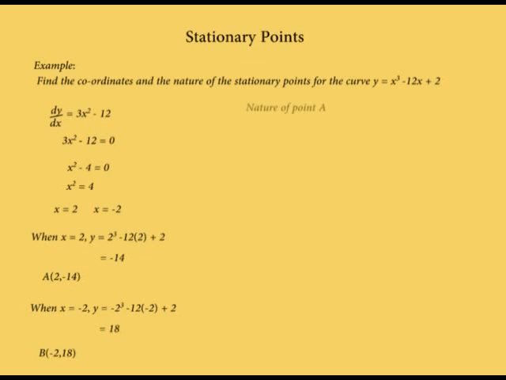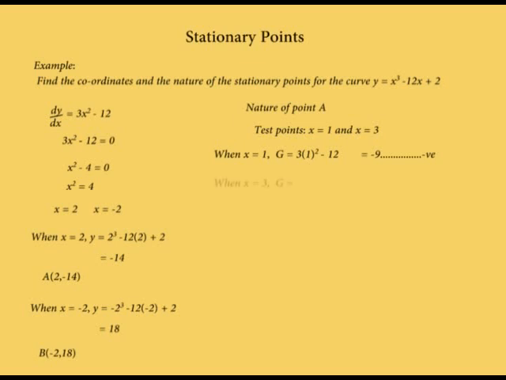So let's find the nature of the stationary points, and we start with A. At A, x is 2, and the gradient at a stationary point is 0. So we test the neighborhood of x is equal to 2. We test x is equal to 1 and x is equal to 3. When x is equal to 1, from the gradient function, gradient will be 3 times 1 squared minus 12, which gives us minus 9. That is negative.